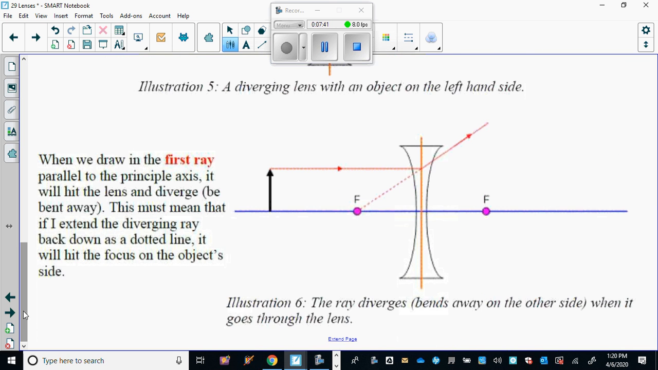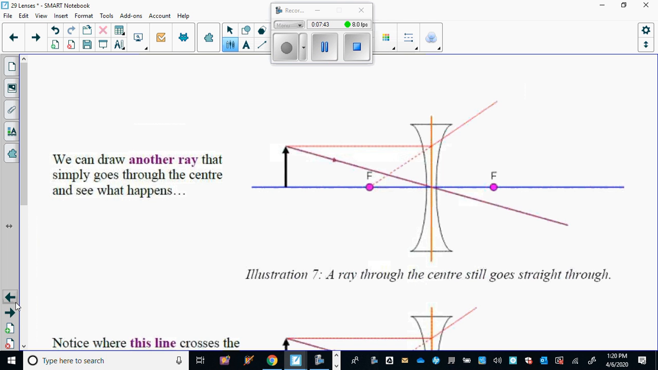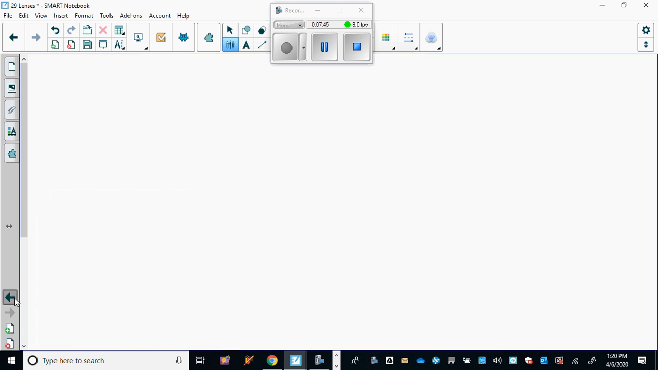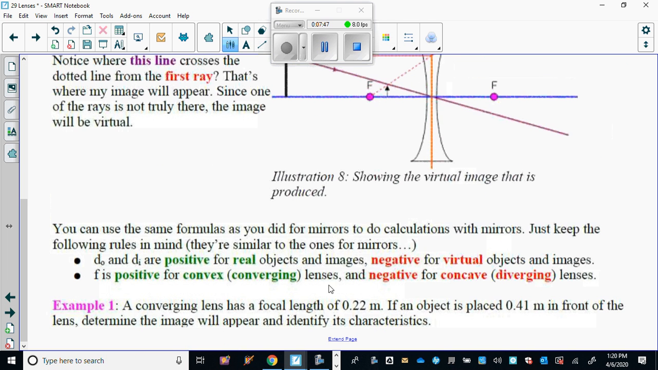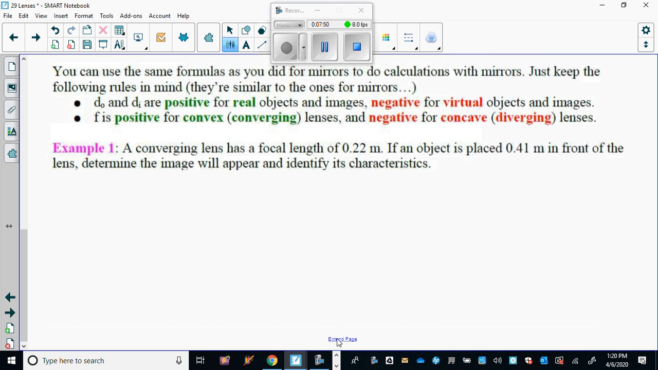And then some examples of diverging lenses. So you can go through those. And is there an example? Here we go. Example right here. A converging lens has a focal length of, so it's converging, so the focal length is positive, of 0.22. If an object is placed 0.41 in front of the lens, determine where the image will appear and identify its characteristics.